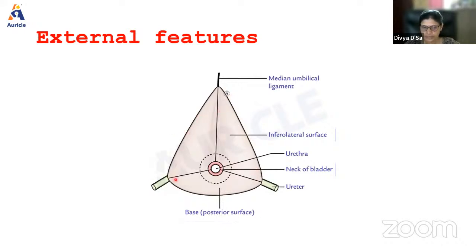It will extend from the entrance of where the ureter enters, from this point up to the apex. That is the lateral border.